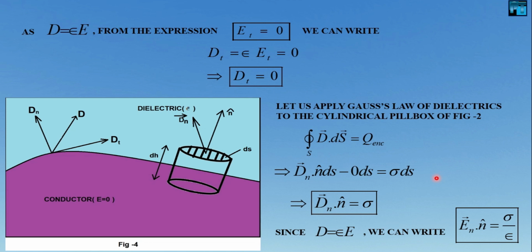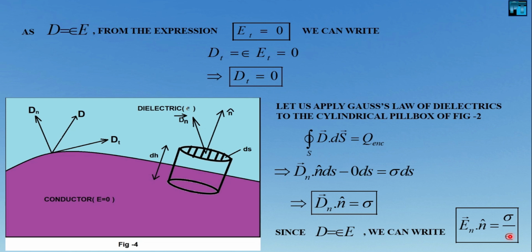And if we put D is equal to epsilon E in this, then we have epsilon En dot n cap is equal to sigma. So we are just rearranging the equation as En dot n cap is equal to sigma by epsilon.